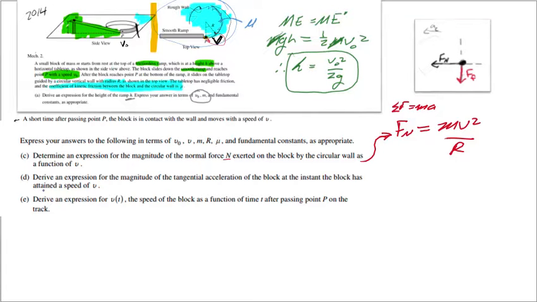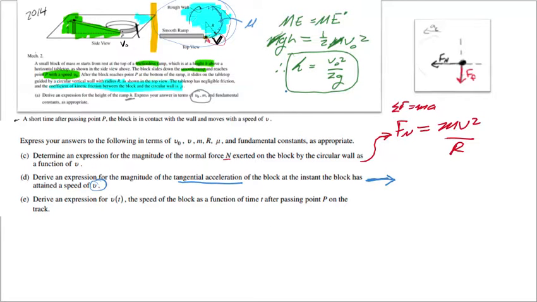Okay, so part D: derive an expression for the magnitude of tangential acceleration of the block at the instant the block has attained a speed of v. So at the instant it's attained a speed of v. This is also misleading because it's kind of leading you up. You know that there's going to be calculus somewhere, so they're trying to trick you into using calculus, both of these. You see function, you see instant, you're like, oh my God, calculus. Not yet. But the fact that they've given you those clues might come in handy in just a second.